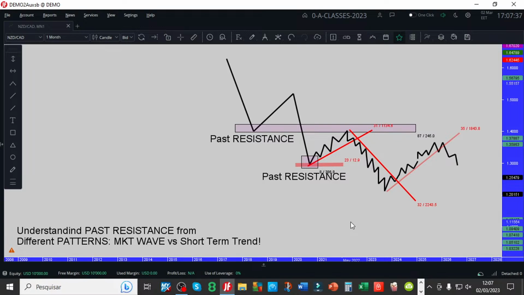Everybody type in the chat, is the no trade zone clear to you? Type in the chat, no trade zone clear, or type in the chat, no trade zone not clear. And the majority is going to win.